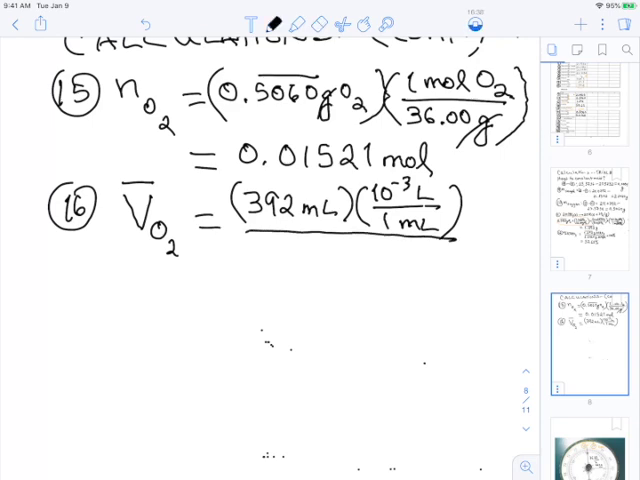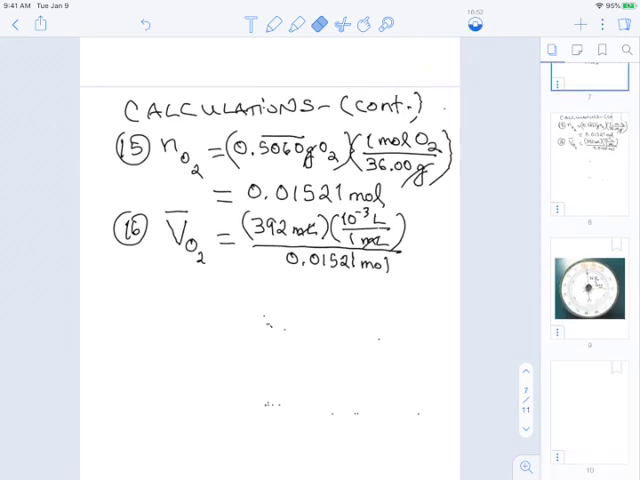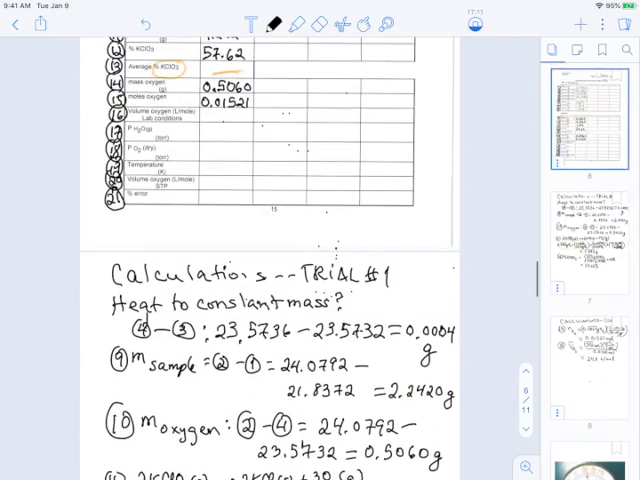divided by the number of moles, 0.01521 moles. So the idea here is the milliliters cancel out, and this is going to give me a result that represents the number of liters per mole. When I do that, I'm going to get a total of 24.8 liters per mole. Notice that, again, we're limited in terms of sig figs here. So that's the number we're going to put back into our data sheet.